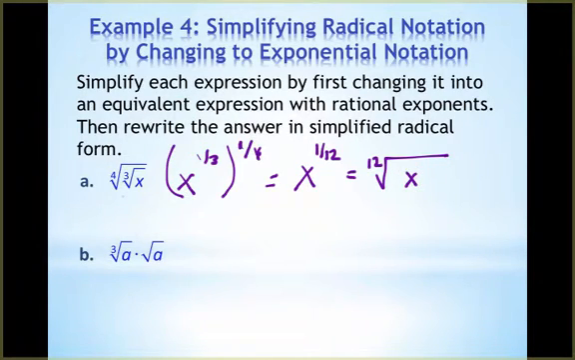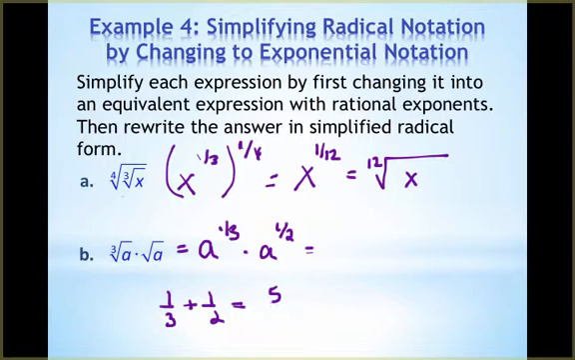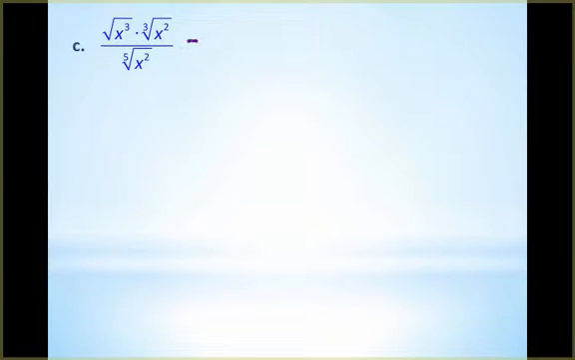that would be the 12th root of x. In our next problem, we've got the cube root of a, which is a to the 1/3, times the square root of a, which is a to the 1/2. But we know when we multiply, we add exponents, so we want to take 1/3 plus 1/2, and that gives us 5/6. So this would be a to the 5/6, but back in radical form, that would be the 6th root of a to the 5th.